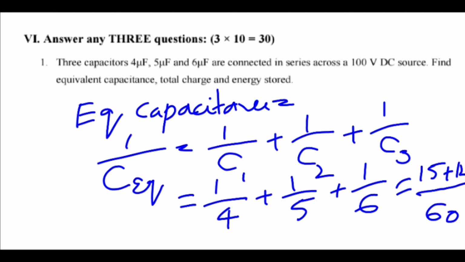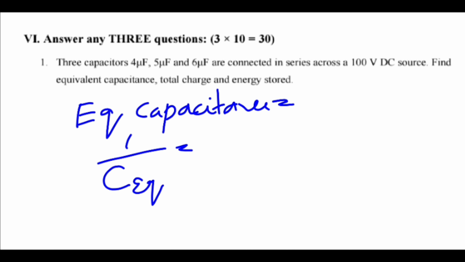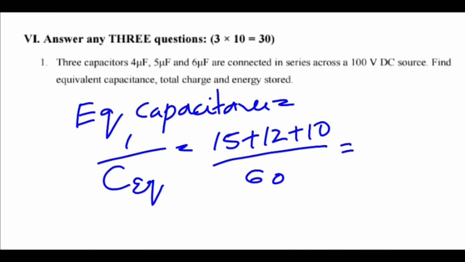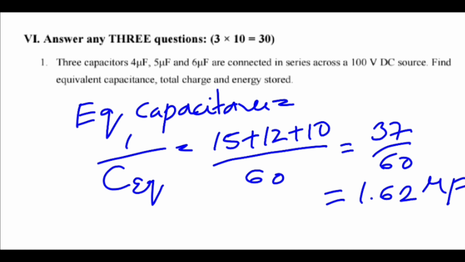If you do the calculation, you will get 15, 12, 10 divided by 60, so you will get 37 divided by 60. If you do the cancellation, you will get 1.62 microfarad as the equivalent capacitance value.